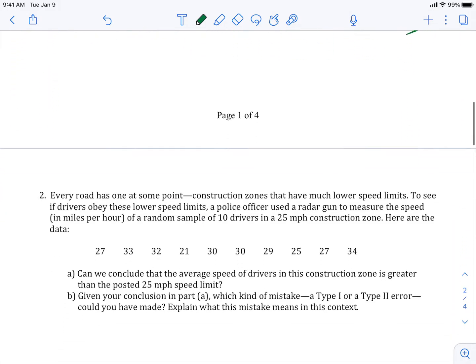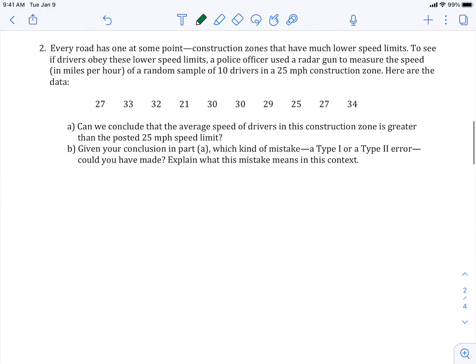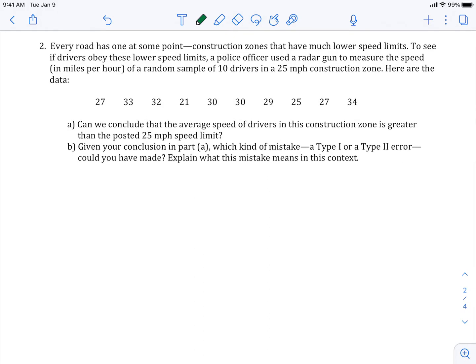The very next problem has data as well. This is a slightly different question. I guess they took the radar gun out to a construction zone to see if cars were driving over 25 or not. And so it's a t-test, and it's very similar to this one, except this time they actually told you to look for if it's greater than 25. That would be what we suspect. If we're less than 25, we don't worry about it, but if we're greater, that would be speeding, and that would be dangerous to the construction workers.